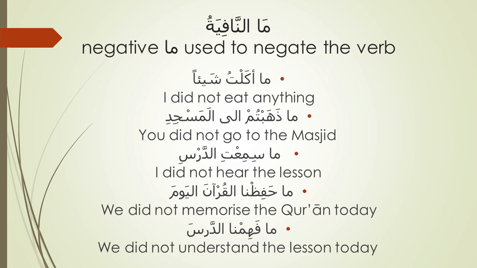So look at, we have more examples. You did not go to the masjid. How do we say this? Ma dhahabtum ila al-masjid. If you drop the ma, dhahabtum ila al-masjid means you went to the masjid. Now we want to say you did not go to the masjid. We just simply bring this ma in front. Ma dhahabtum ila al-masjid. You did not go to the masjid.